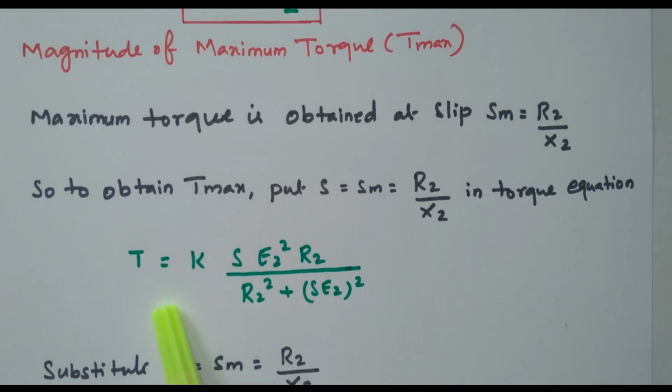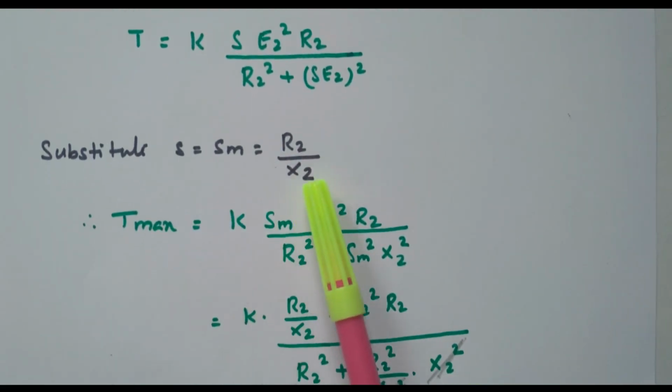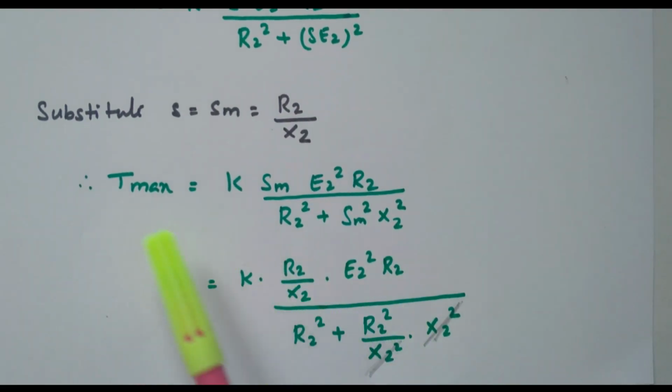In the normal torque equation, T equal to K into S E2 square R2 divided by R2 square plus S square E2 square x2 square. In this, S is replaced by Sm, that is equal to R2 by x2. So that we will get the maximum torque, right. So substitute S equal to Sm. While substituting, the torque automatically becomes maximum torque, that is equal to K Sm E2 square R2 divided by R2 square plus Sm square into x2 square.